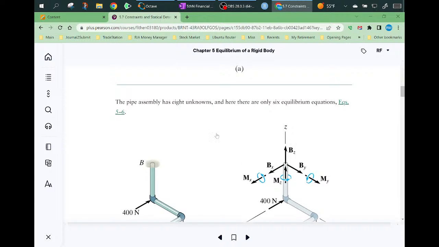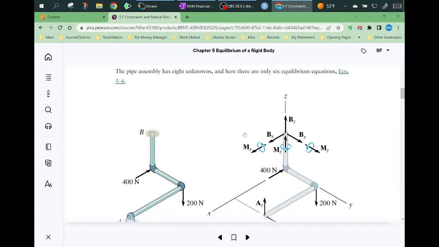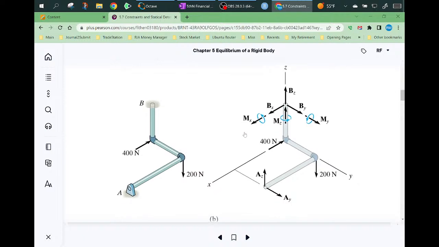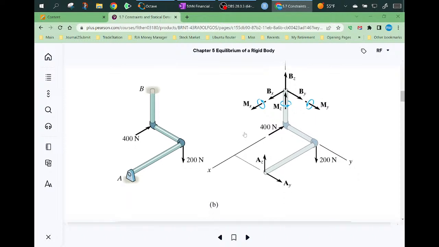So this says the pipe assembly has 8 unknowns. There are only 6 equations. So here's a situation where you don't have enough equations. It's indeterminable, or indeterminate, as they say.